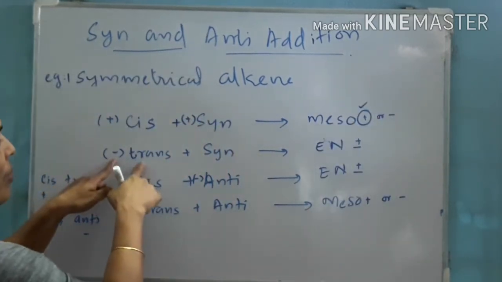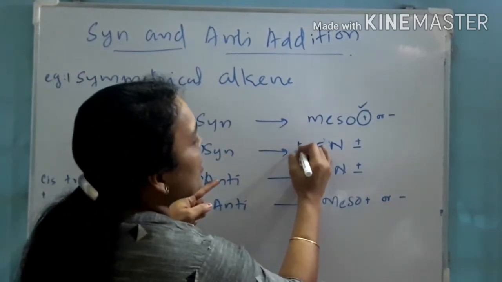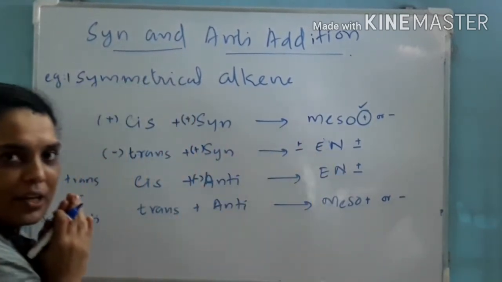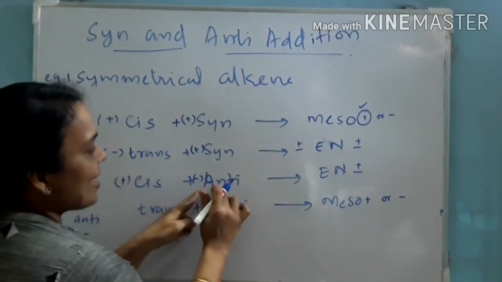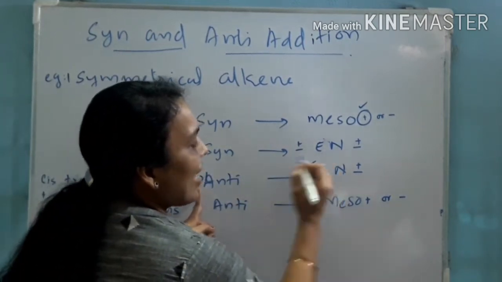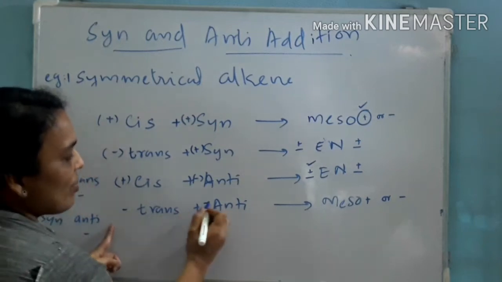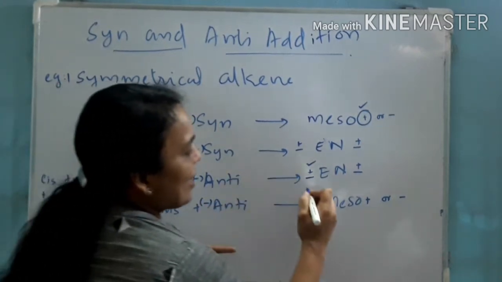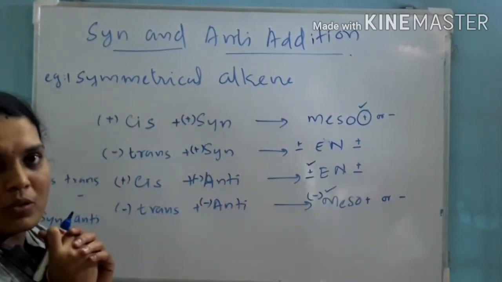Look here, this is minus and syn is plus. So what do we have? Plus minus. So that is an enantiomer. Cis is plus, anti is minus. So what is the product? Plus minus. So that is an enantiomer. Trans is minus, anti is minus. So what is the product? Minus minus, that is a minus. So minus means it is a meso form.